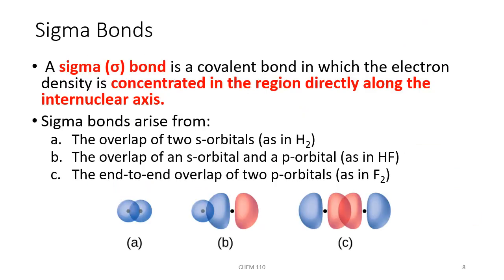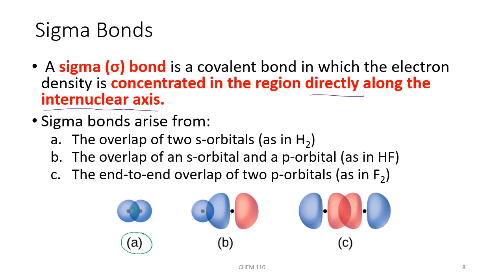Here's a little bit of a nicer picture showing you the 3 different types of sigma bonds that we saw. A sigma bond was a covalent bond where the electron density was concentrated directly along the internuclear axis. So that was that direct overlap in one location. Sigma bonds could arise from the overlap of 2 s orbitals, and this would be our picture for 2 s orbitals in A. And here is our region where the overlapping occurs, where the electron spins are paired.